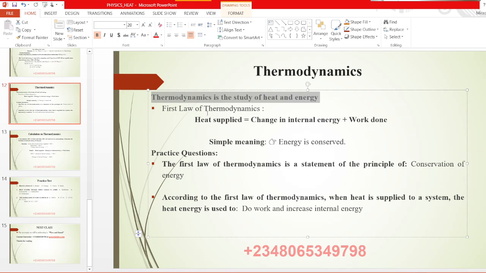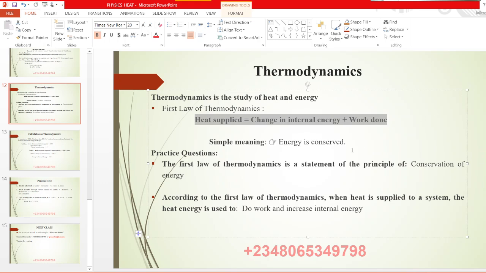The first law of thermodynamics says that heat supply equals change in internal energy plus work done. Once there is a form of heat supply, there is going to be a change in internal energy, and a certain work is done. So the simple meaning is that heat and energy are never lost. They are always conserved. They are always changed. It's not as if you are going to lose a form of heat or energy.